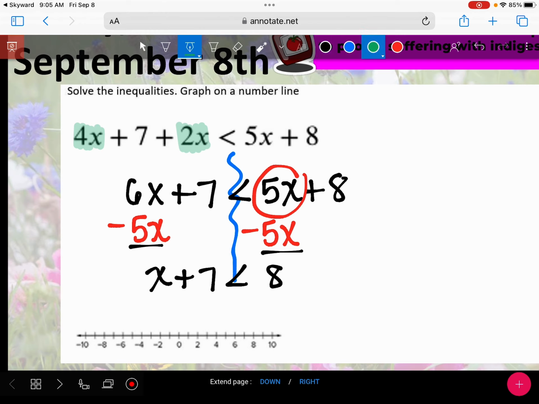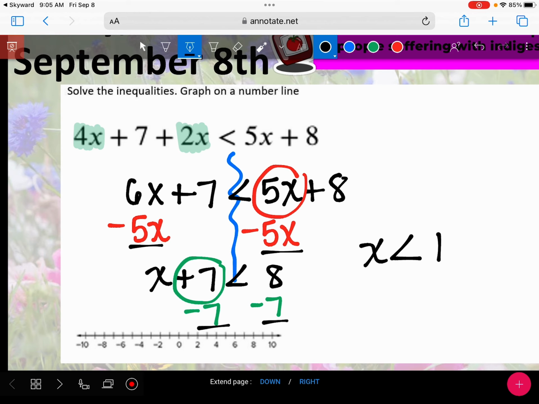And then the last thing you need to do is move this positive 7 over, and we're going to subtract that. And then we are left with x is less than 1. So that would be my answer: x is less than 1.